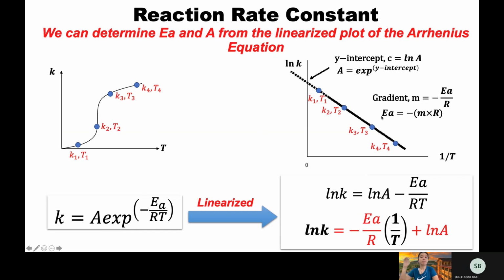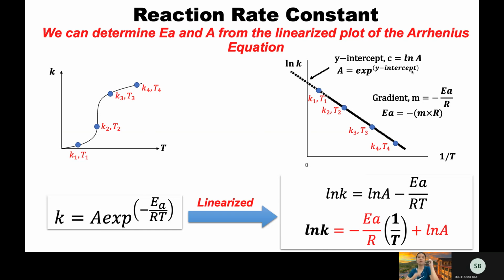Done. What about my pre-exponential factor? So if you look from the equation at the bottom, ln A is my y-intercept, because dia akan jadi y equals to mx plus c. So ln A is my y-intercept. So you look at your plot, you find your y-intercept. If you're using Excel, you can find from your Excel your y-intercept. Your y-intercept is your ln A. So katakan your y-intercept adalah 5. So ln A sama dengan 5. So A sama dengan exponential 5.